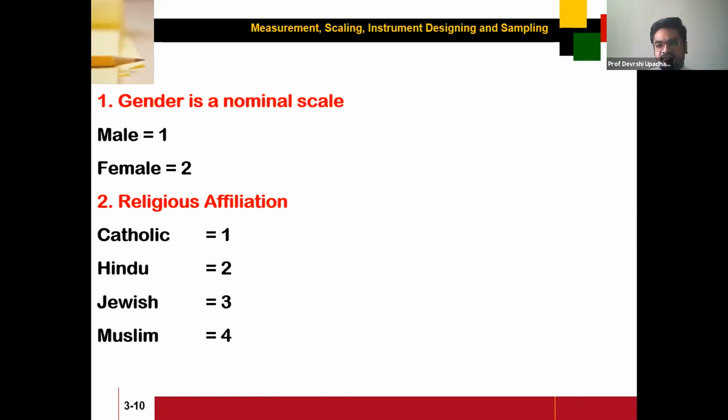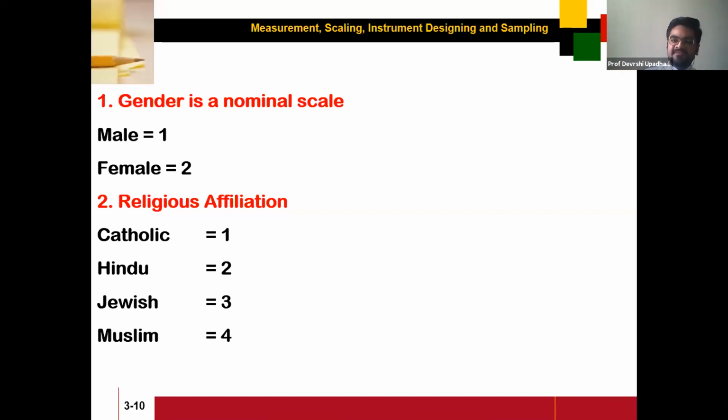So how do you identify each gender in a nominal scale? Those who are 60 male, you count as number one, and those who are 40 female out of the 100 database, you label as two, or either way. You can also exchange the numbers. The point is that you are just giving one label, that is one and two, for each gender that you identify. If we have the second example, religious affiliation.